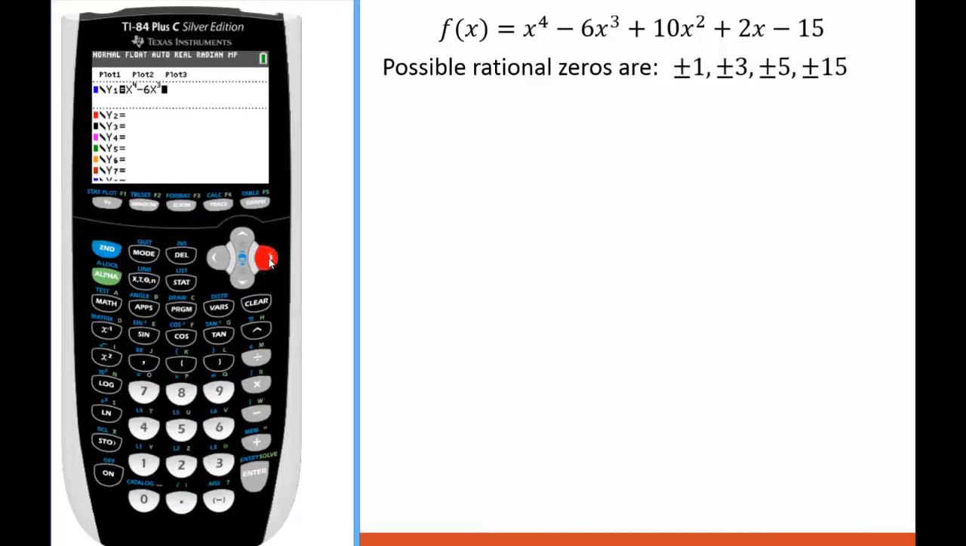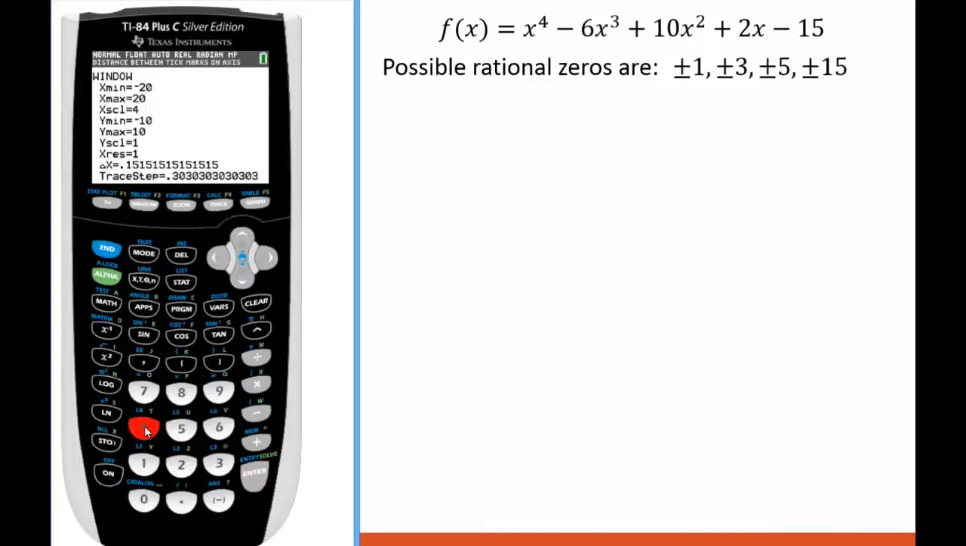And then it's plus 10x squared. So there's 10x squared plus a 2x minus 15. Now I told you what I would do here is I would make my viewing window negative 20 on the x-min to 20 for the x-max. And remember, that's because my smallest possible rational 0 is negative 15, and the largest is positive 15.